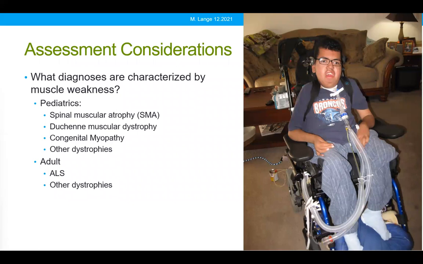Some of these pediatric diagnoses, like people with spinal muscular atrophy or Duchenne muscular dystrophy, we see people who are now adults with those diagnoses. Because of medical advances, we see people with some of these conditions living a much, much longer lifespan than before, and who have ongoing and changing access needs as their conditions progress.